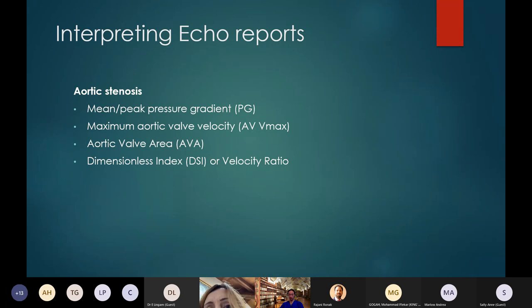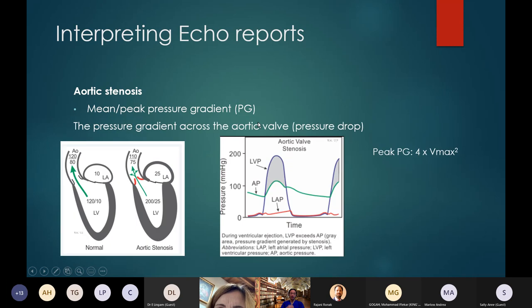The aortic valve area: the narrower it is, the more significant is the disease. And the dimensionless index, or the velocity ratio, which is the velocity of the LVOT towards the aortic valve. But this is maybe quite technical, quite complex for an echo report that comes to primary care. Just to give you a brief example of what these parameters mean, the mean and the peak pressure gradient is the gradient between the left ventricle and the aorta.